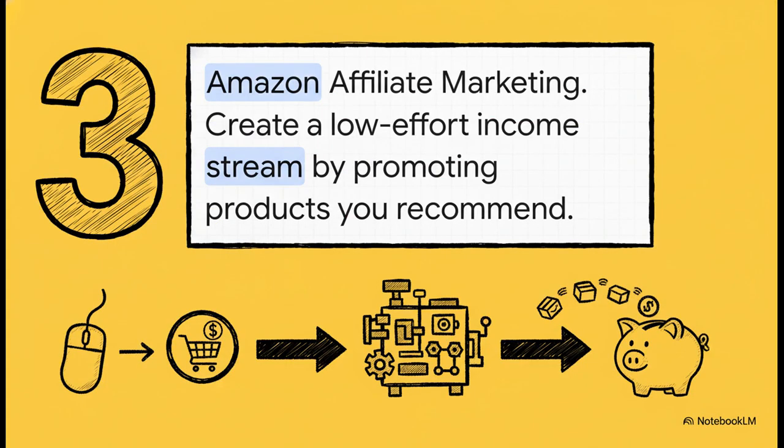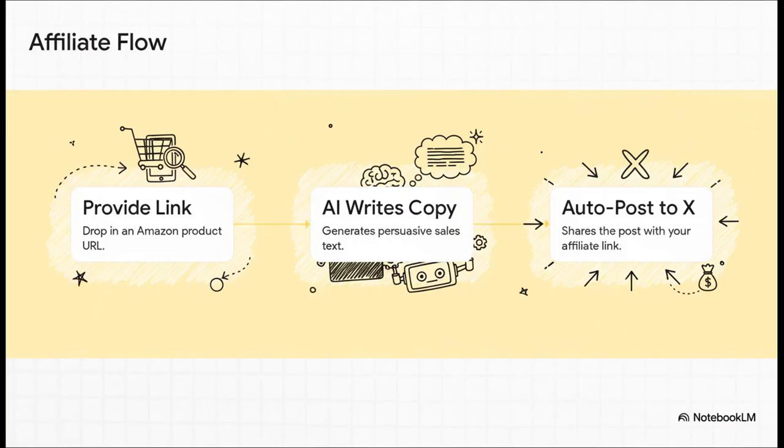All right, module number 3 is where we get straight to the money, Amazon affiliate marketing. The whole point here is to set up a passive, or at least very low-effort, income stream by promoting products you already like. You just feed it an Amazon product link. That's your job. The tool's AI then whips up some persuasive sales copy that's designed to make people click. And then it automatically posts it to Twitter with your affiliate link baked right in. It's turning your taste into automated marketing.